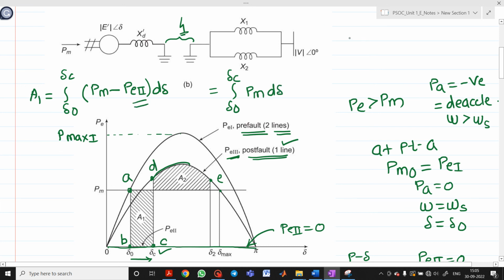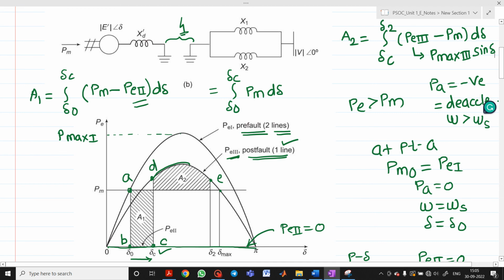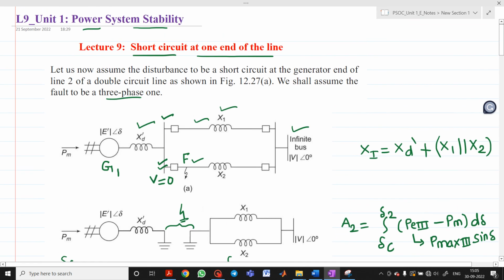And how can you write the expression for area A2? It is but obvious, easy. A2 equals integration from delta C to, suppose, delta 2. Upper limit is what? PE3. So I will write it here as PE3 minus PM into d delta. PE3 is nothing but Pmax 3 into sine delta. So these are the equations associated with area A1 and A2 when the short circuit occurs at one end of the line.